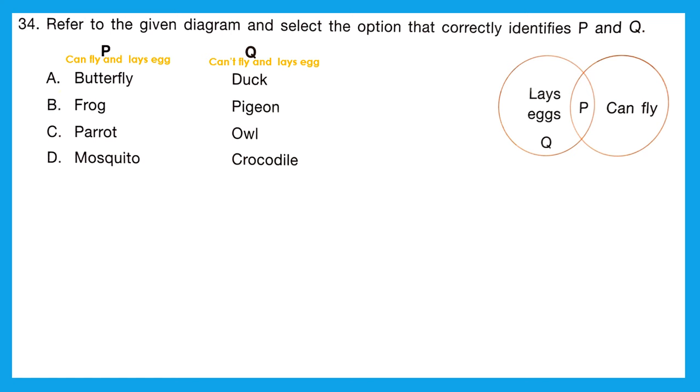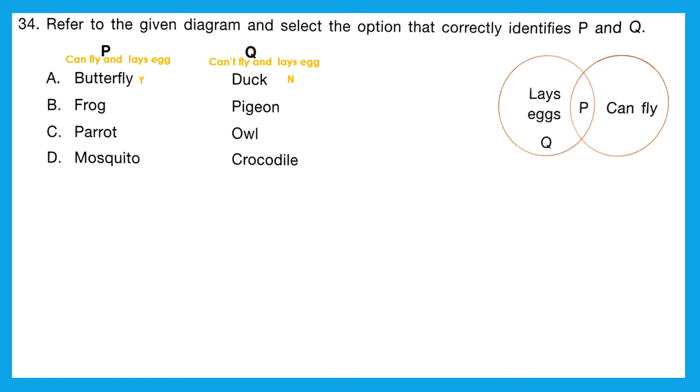Option A, within P we have butterfly. So butterfly can fly also and lays eggs also. So it's the correct fit. Within Q we have duck. Duck can fly and lays eggs also. Whereas for Q, we need the one which cannot fly but lays eggs. So here duck flies, that's why we cannot say that this is the correct match.